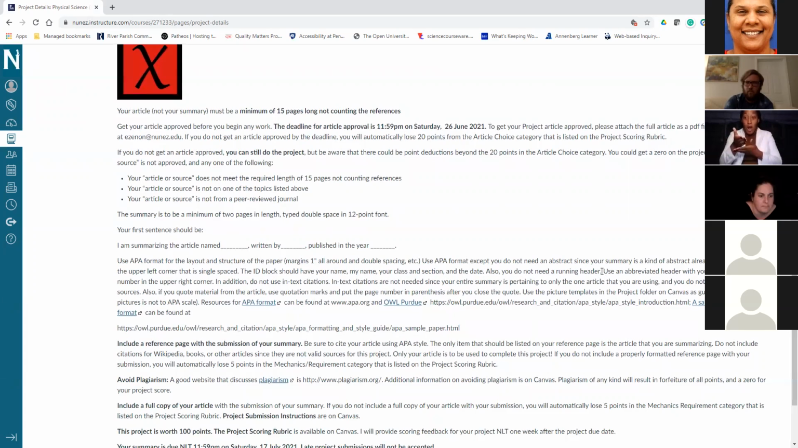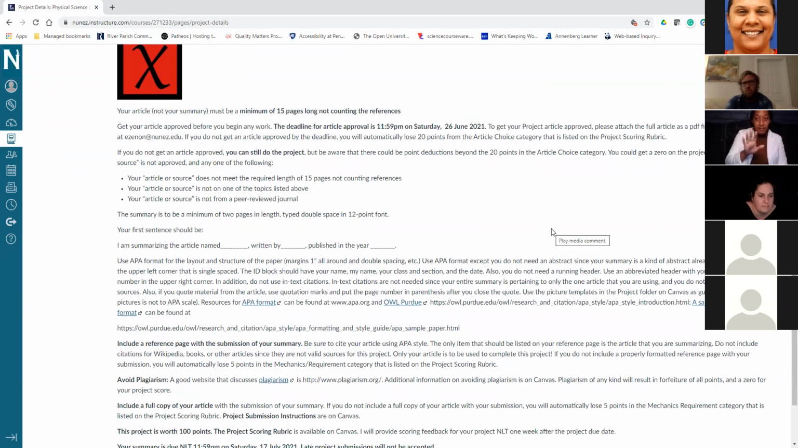You don't need a running header. I know that APA says use a running header. Please do not use a running header. The reason being, you're only writing a 2-page summary. If you're writing a thesis or dissertation, that would be appropriate, but we don't need all of that for a 2-page summary. That's clutter, right? So use an abbreviated header with your name and page number in the upper right corner.